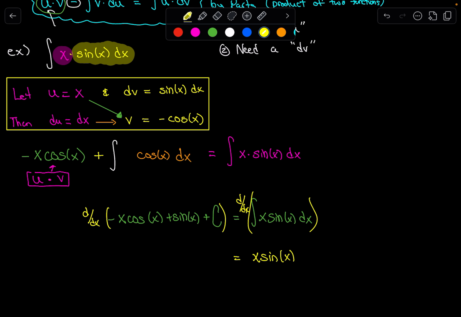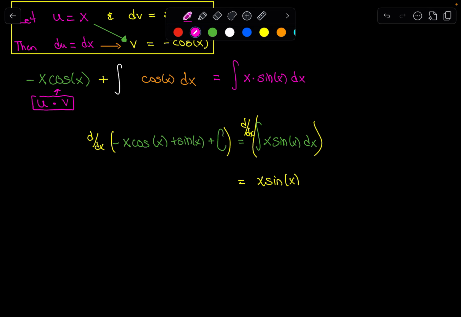integral. Okay, great. And then on the left-hand side, we have the derivative of negative x cosine of x. That's going to require the product rule. So the product rule says it's the derivative of the first thing, which is going to be negative 1, times the second function, so just cosine of x, and then plus the first thing, which is just negative x, times the derivative of cosine, which is negative sine of x. And then we need to tackle the derivative of sine of x itself, which is plus cosine of x. And then we have plus c, but that derivative is 0.